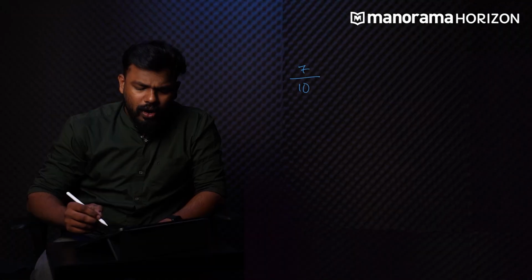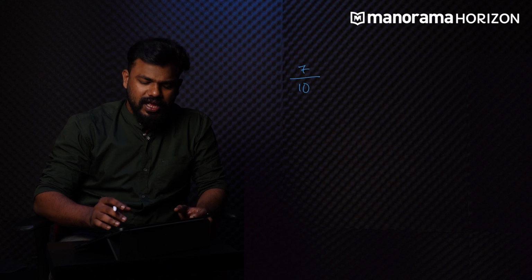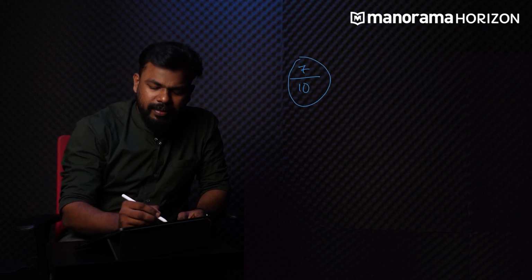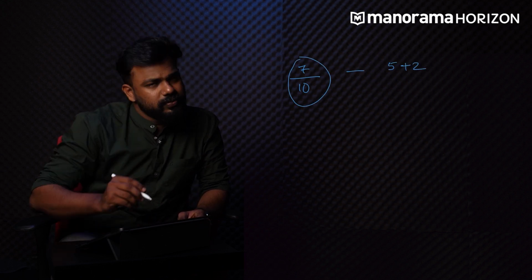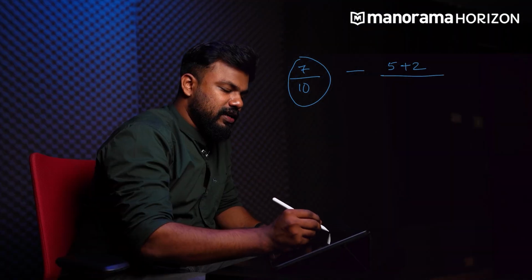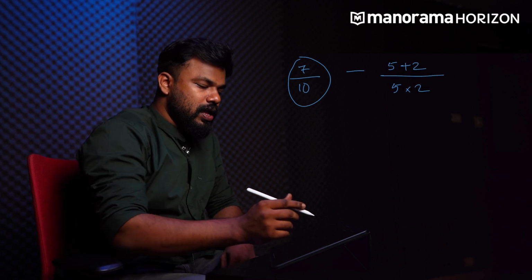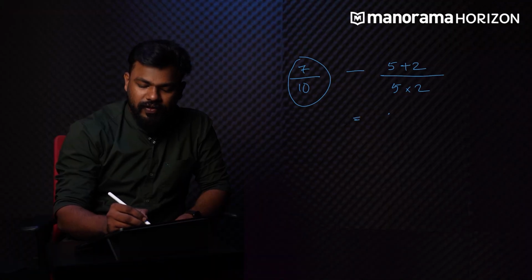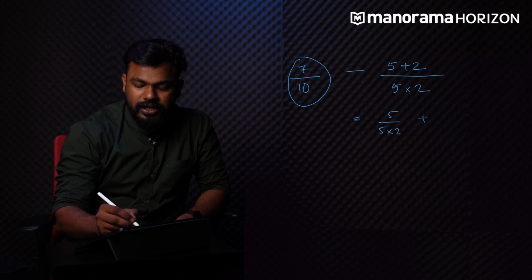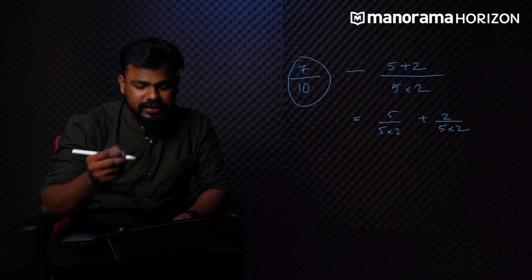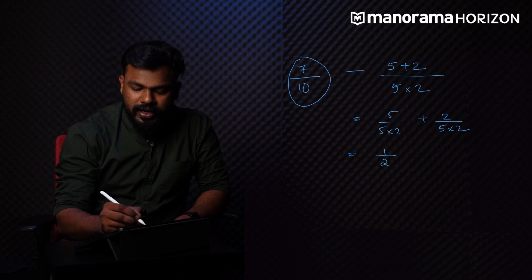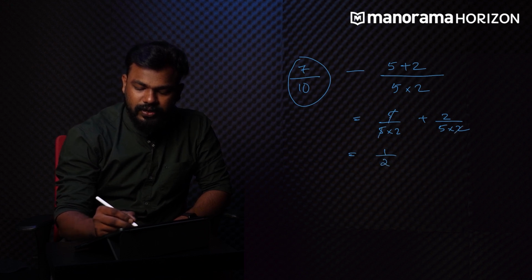I'll just write down a particular fraction, 7 by 10. What does 7 by 10 have to do with our partial fractions? Now what I'm going to do here is write 7 as 5 plus 2, and 10 as 5 into 2. So now I have written 5 plus 2 by 5 into 2. Now can I also write this as 5 by 5 into 2 plus 2 by 5 into 2? Yes. So when I do that, this cancels and this also cancels.